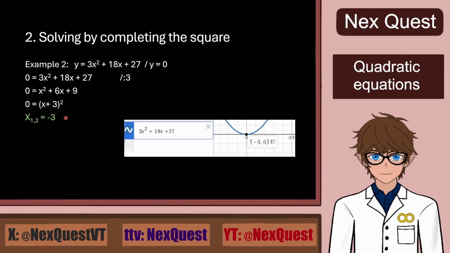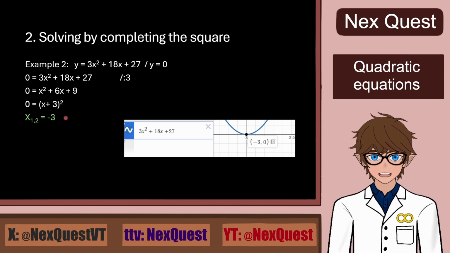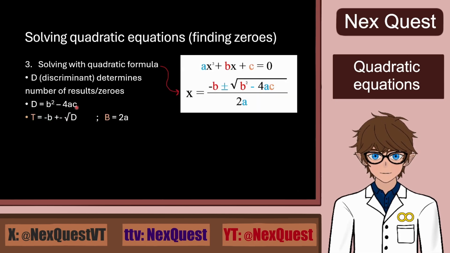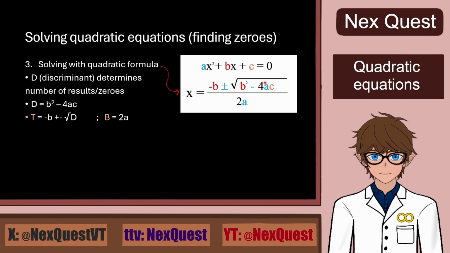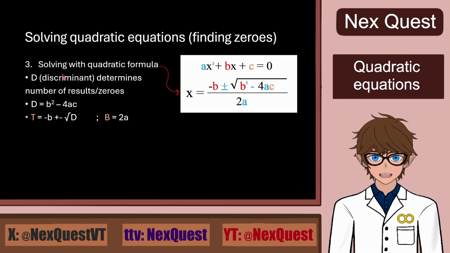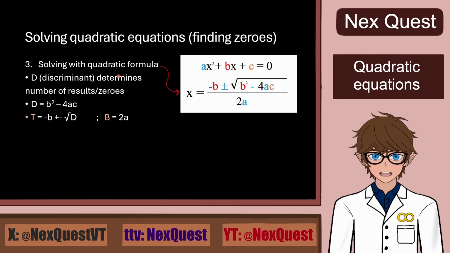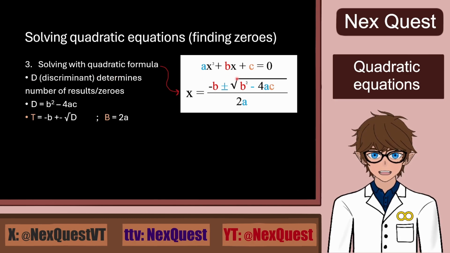The third way, or the next way of solving this, is with the quadratic formula, which helps us find zeros. You may know this formula already from memes or elsewhere, but this is the one I've been talking about: minus b plus minus the square root of b squared minus 4ac, altogether divided by 2a. Now, there are a couple of things you have to know about this equation. First is the discriminant, a big D, and it predicts the number of results/zeros that the function is going to have.